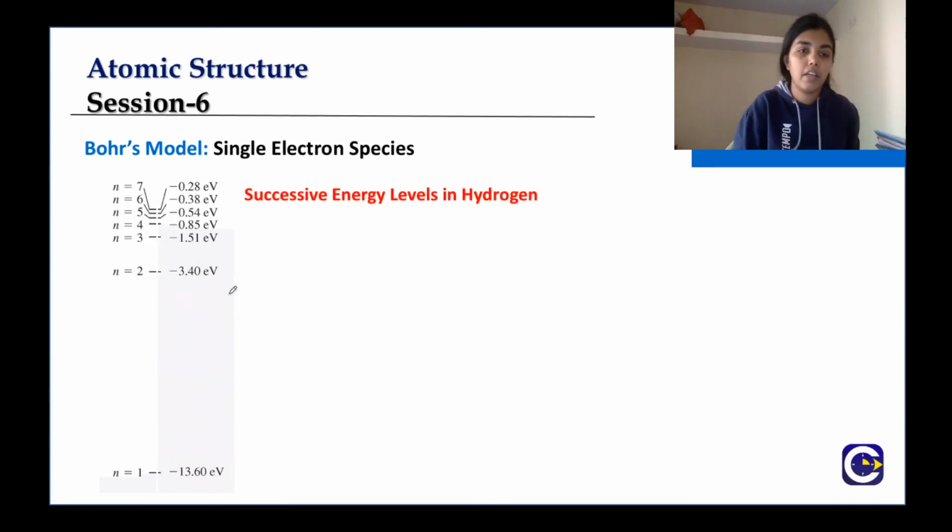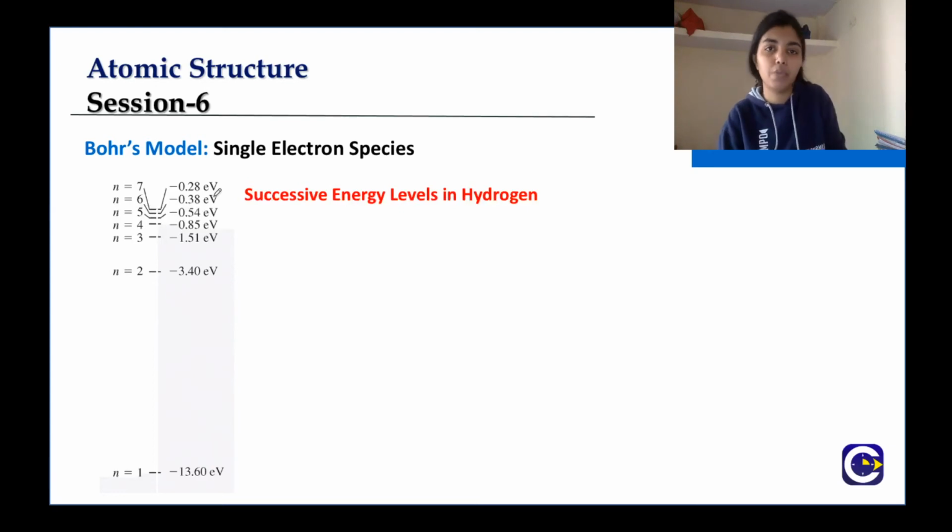This means that the difference in successive energy levels in a hydrogen atom decreases as we increase the orbit number, or as we go far away from the nucleus, right? Increase in orbit number means what? Basically we are moving away from the nucleus. So as you move away from the nucleus, the difference between the successive energy levels in the hydrogen atom decreases. Okay.